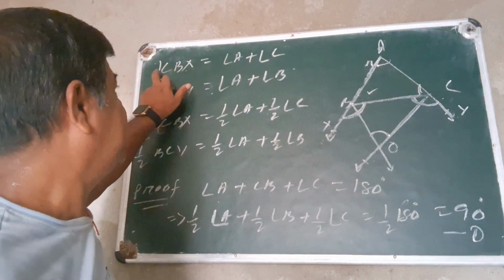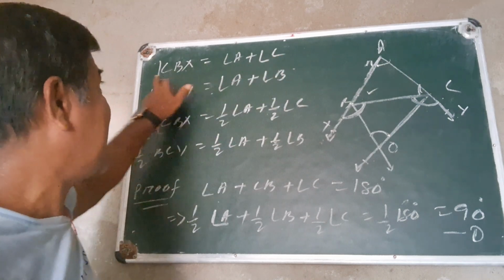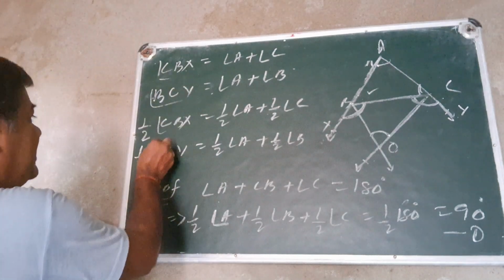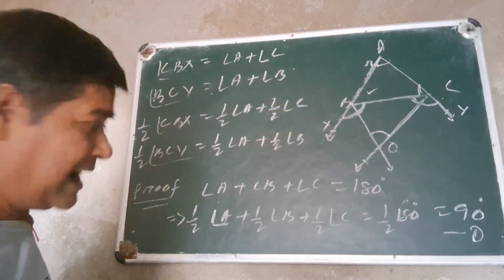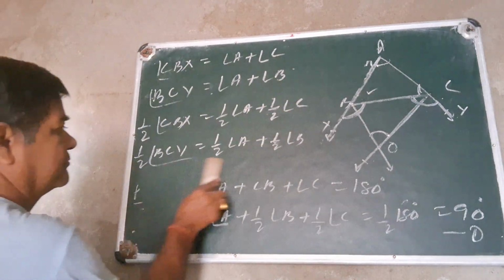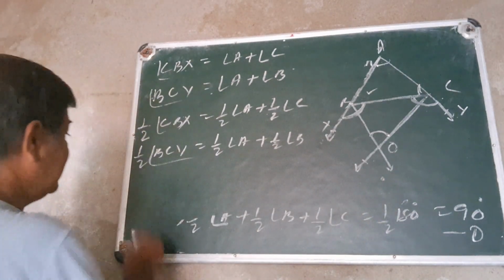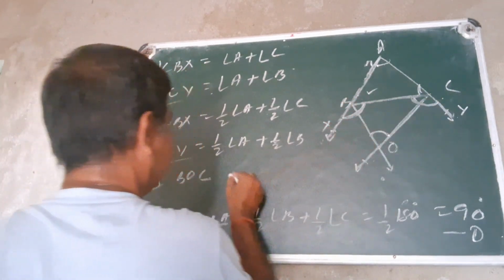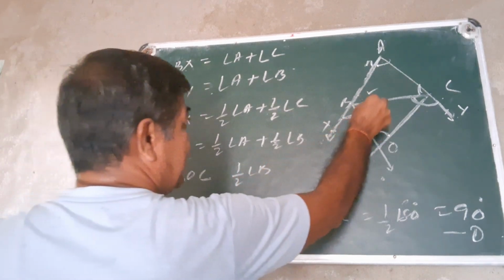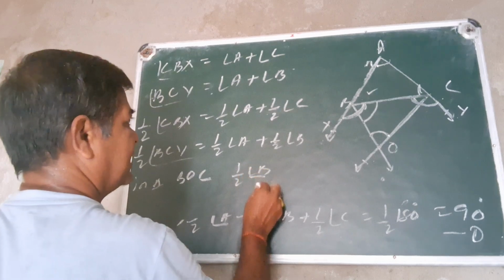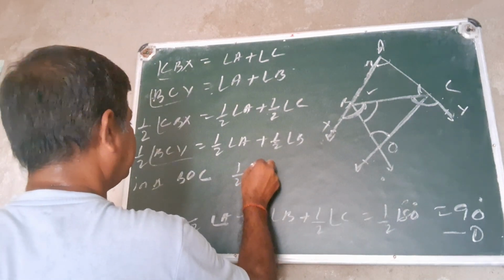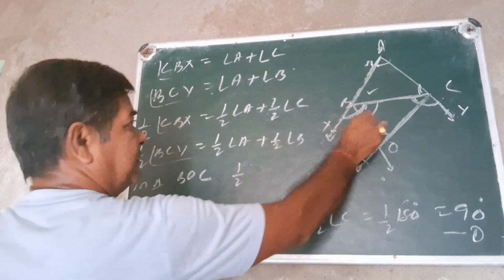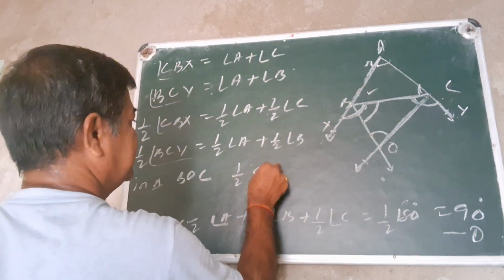So the full angle CBX equals A plus C, then half of CBX equals half A plus half C. Similarly, half of angle BCY equals half A plus half B. Now, in triangle BOC, this is half of B. This angle is half CBX.